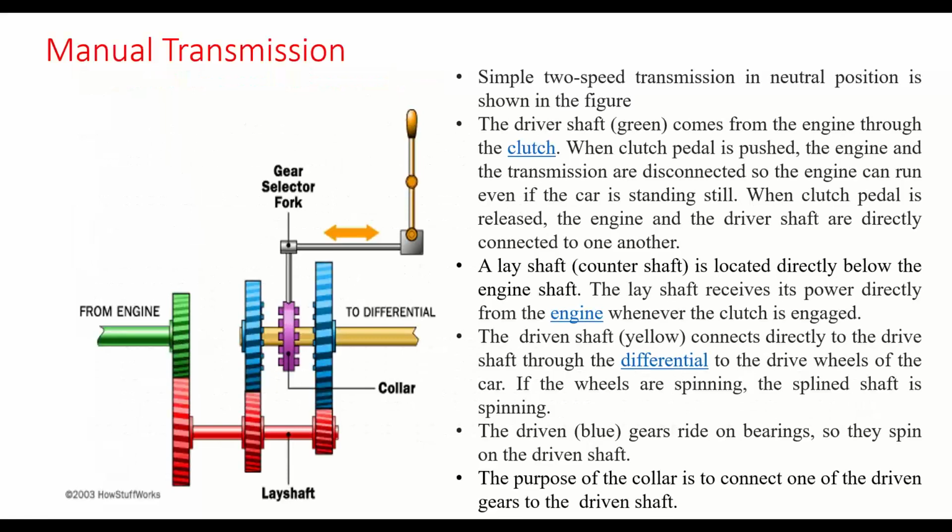So coming to the manual transmission system, just take down a rough sketch. I have taken up a very simple two-speed transmission system for the discussion purpose, so we can understand the working principle. Later on, that can be extended to four, five, six speed, etc. You can take it down as a line diagram. Wherever gear, collar, etc. are there, you can take it as a block.